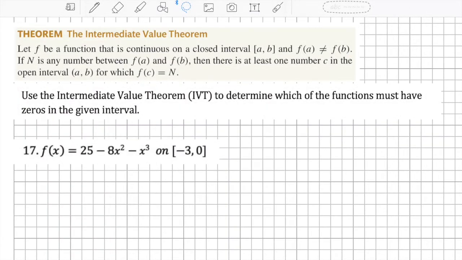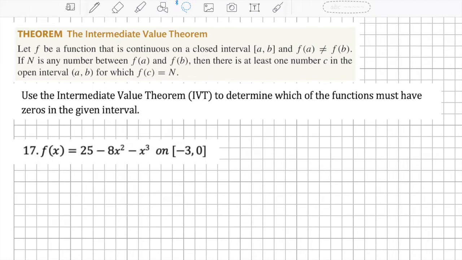Okay, the last thing I want to talk about today is this theorem called the intermediate value theorem. So I'll read it, and then I'll explain what we use it for. Let f be a function that is continuous on a closed interval, a to b, and f of a is not equal to f of b. If n is any number between f of a and f of b, then there is at least one number c in the open interval, a to b, for which f of c equals n.